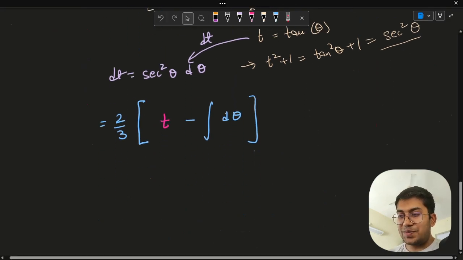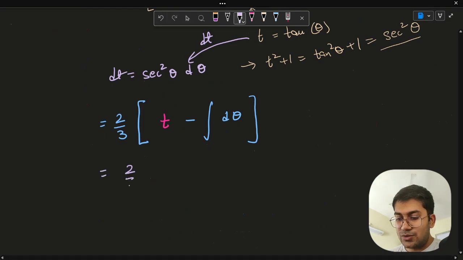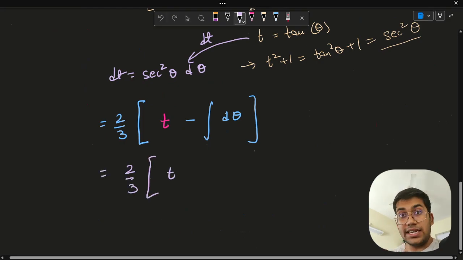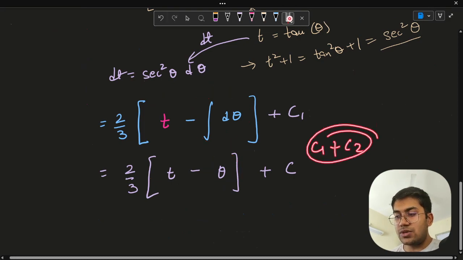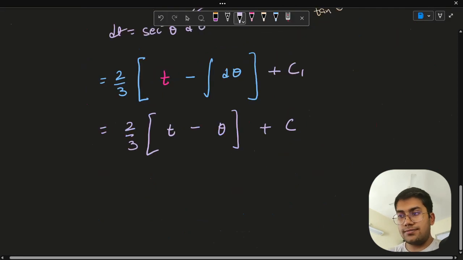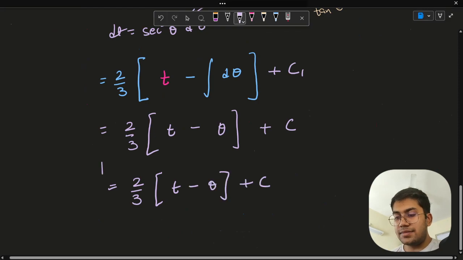And now you would be able to see what's going to happen: 2 by 3, and let's keep the t for what it is, minus theta itself. And in the end you just add a constant for this as well, a constant c1. So this c is basically c1 plus c2, where c2 is the constant of integration that you get. So you're done. This is your answer: 2 by 3 t minus theta plus c. This is your final answer.